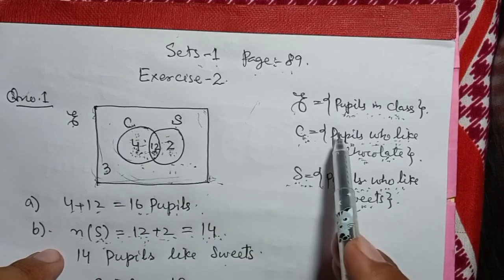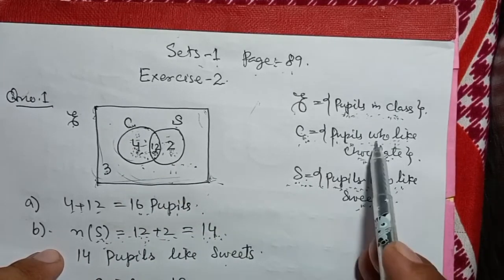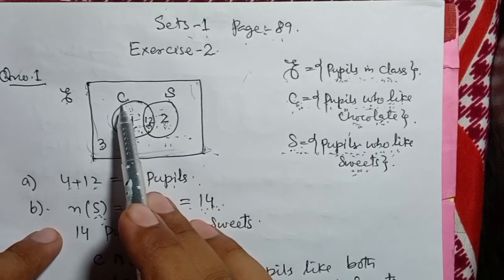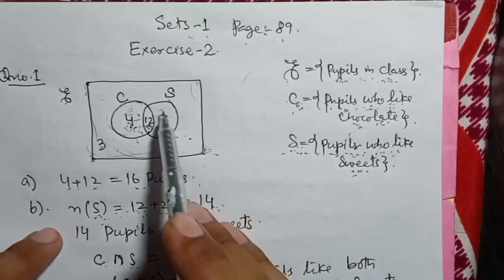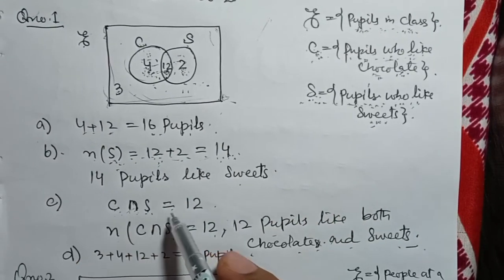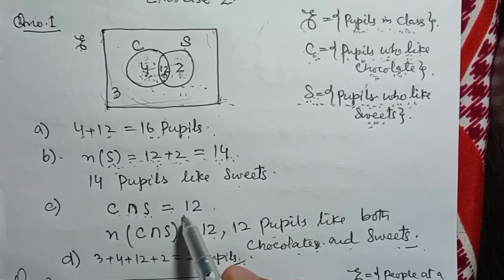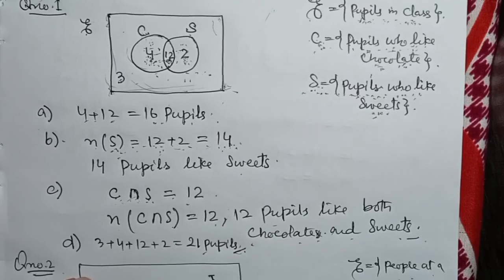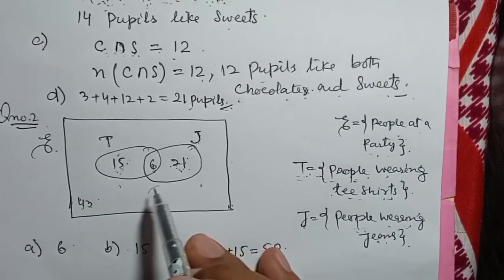What does this C represent? Like people in class, people who like chocolate, people who like sweets. This C represents this, and S represents this. Similarly we can find the answer. Here C intersection S means those elements, those things, or those people who are in both C and S, that is 12. Similarly here it's very easy.